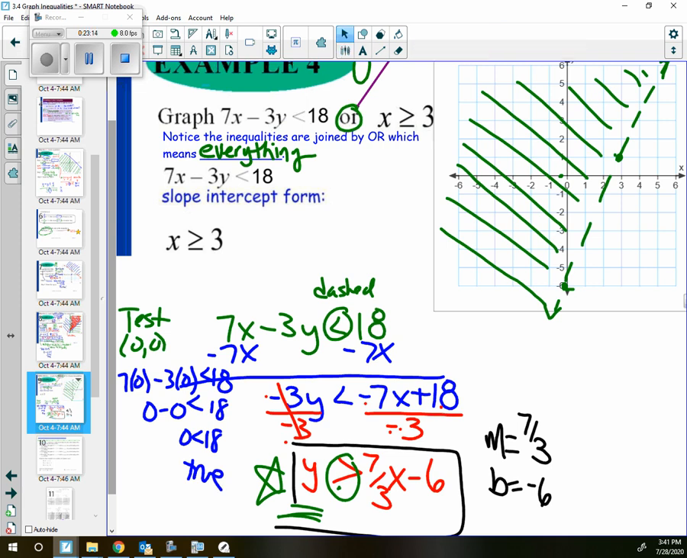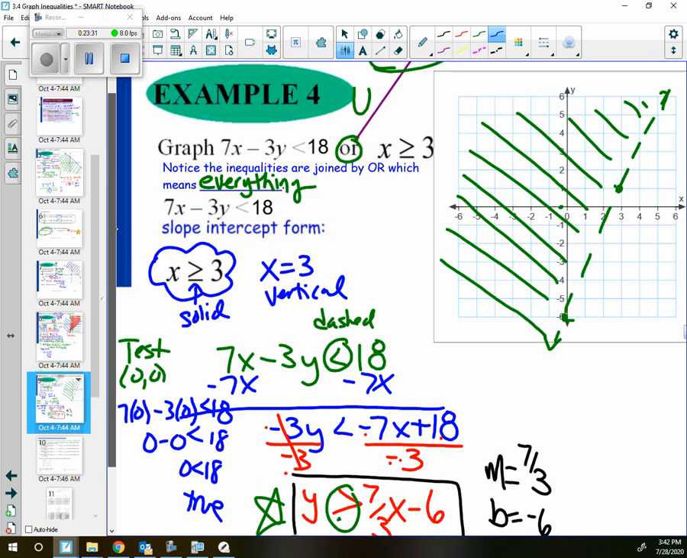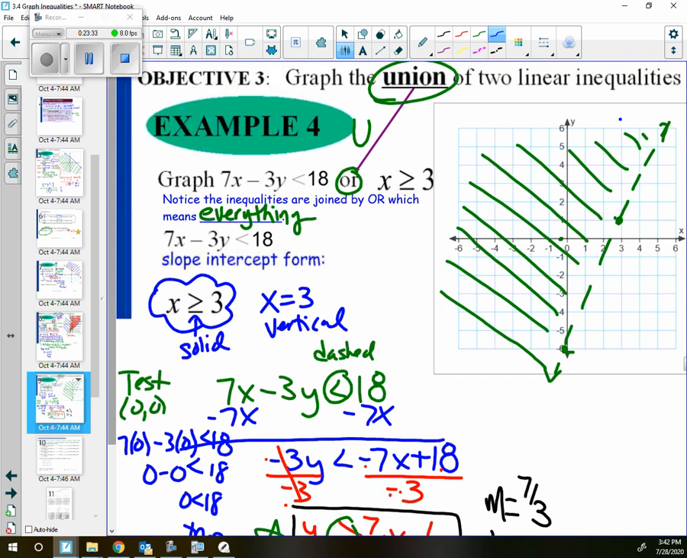All right, we have another one of these special case ones. I'll do this one in blue. x is greater than or equal to 3. So first of all, we have an equal to. What does that mean? Solid, so it's going to be a solid line, and this is x equals 3. That's a vertical line again, so it's all the values when x is 3. So I'm going to make a vertical line at 3. Ooh, that's always a little scary.